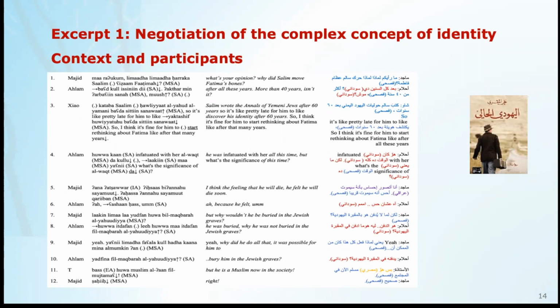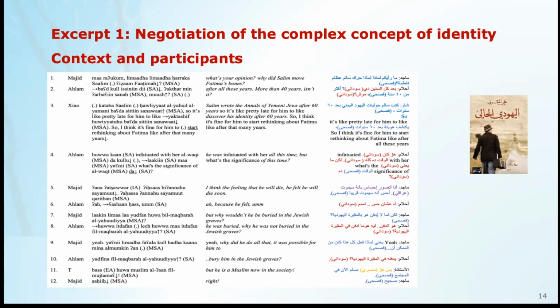It's pretty late for him to discover his identity. But he put this segment in English, and then the discovery of the identity in standard, meshing the two of them at the sentence level. So I think it's fine for him to start rethinking about Fatima, like after all these years, and he's putting this in English. أحلام, هو كان, and she's saying this in Sudanese Arabic, infatuated with her, code switching from English.